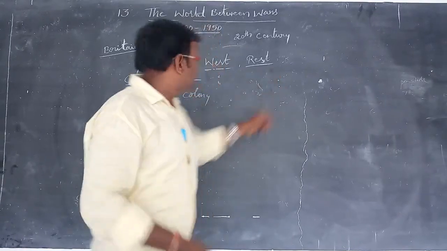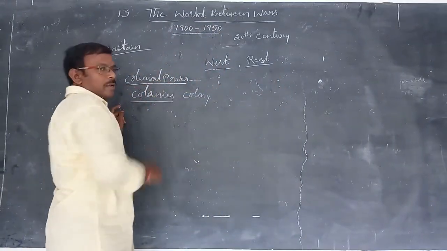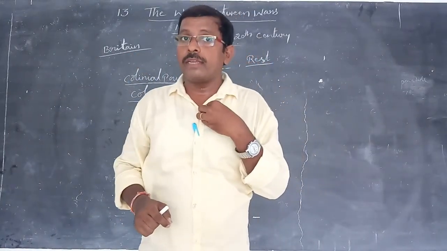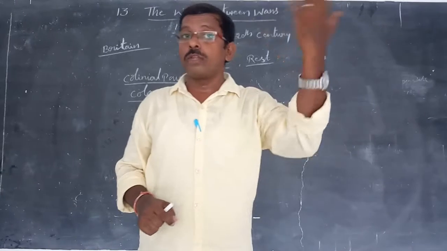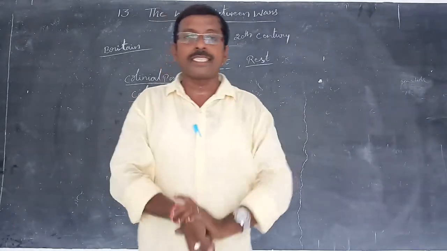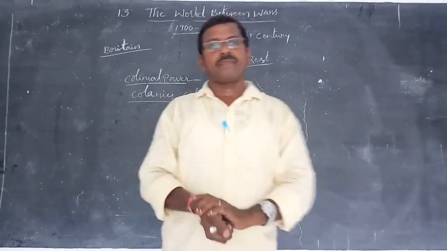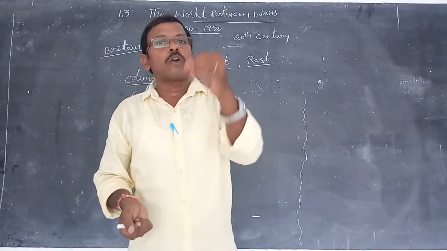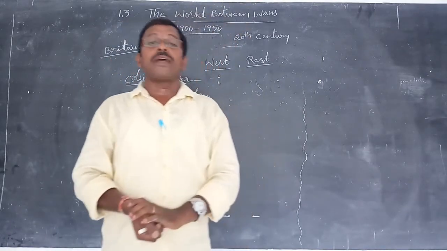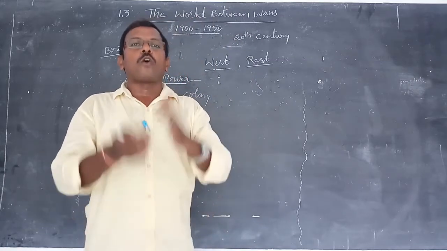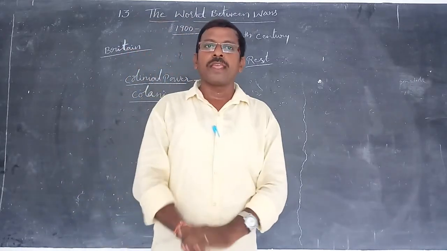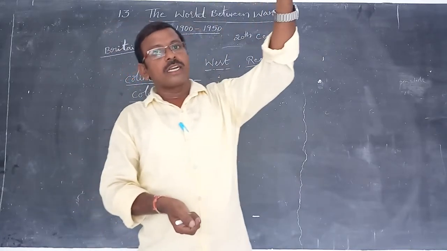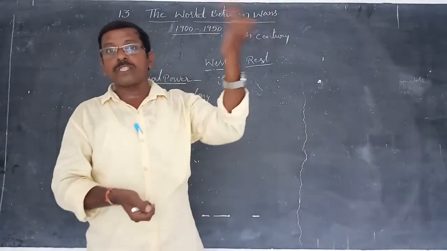So here is a very easy example. Which country occupied our country? Which country ruled our country up to 1947? Yes, Britain, England. So England or Britain is a colonial power. Our India is a colony. Understood? Our India is a colony. That colonial power country occupied us.